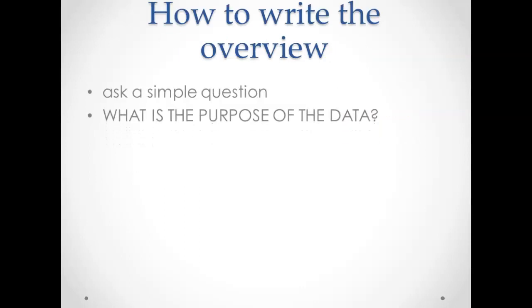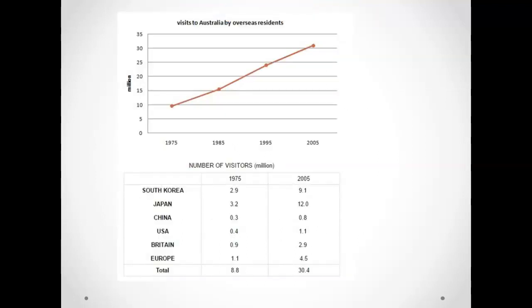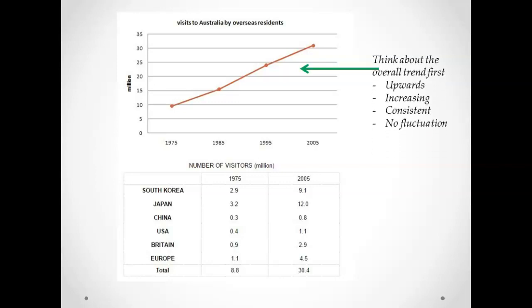So let's keep going to write the overview. What is the purpose of the data? And then, as I just explained, think about those WH questions. Here is the data again. So the line graph is clearly going up overall. It is upwards, increasing, consistent, and there is no fluctuation.